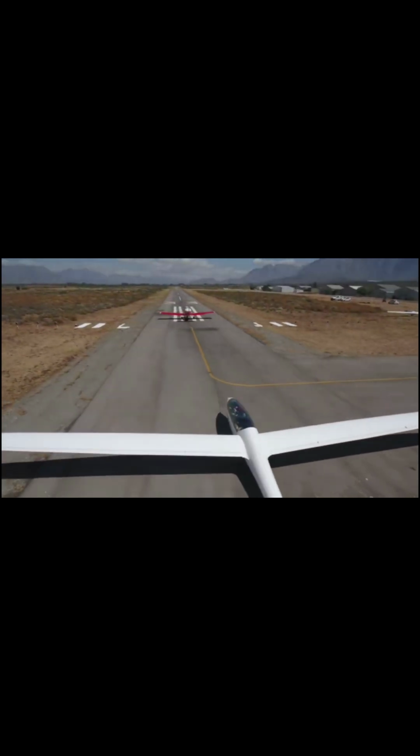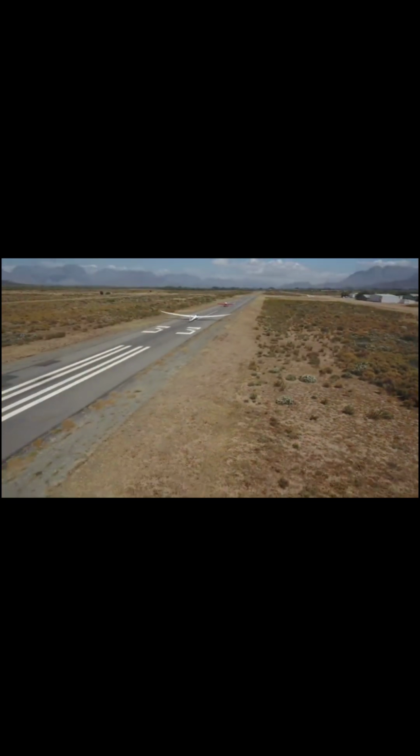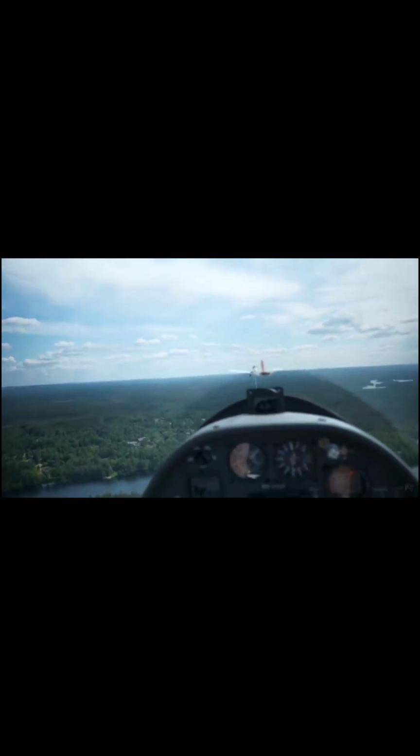However, to make the glider take off, you will need an airplane that will tow it to an acceptable altitude where the glider can continue by itself. Another way to take off is with a tow winch from the ground.